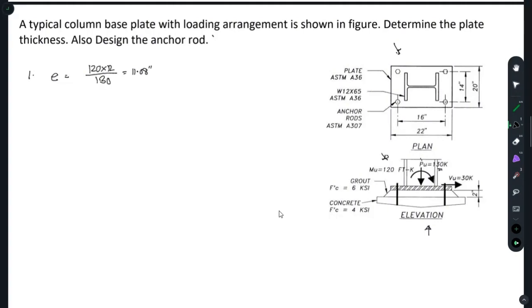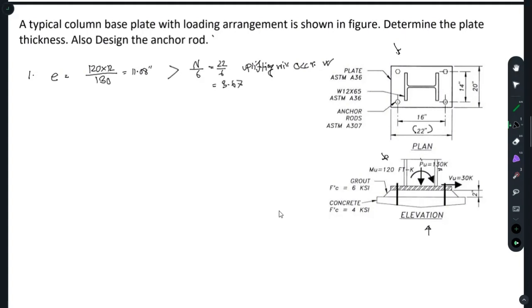And then you will compare it with the N/6 value. If this value is greater than the N/6 value, then uplifting will occur. So we'll see that. Your N value is, in this case, 22. So you just divide 22 by 6 and you get a value of 3.67. So your eccentricity value is way greater than the N/6 value. So uplifting will occur. So that's the first thing.